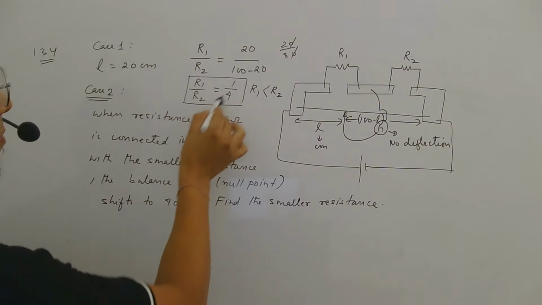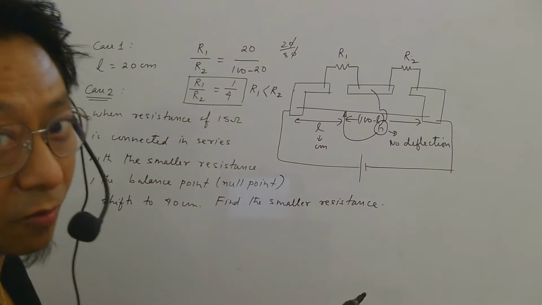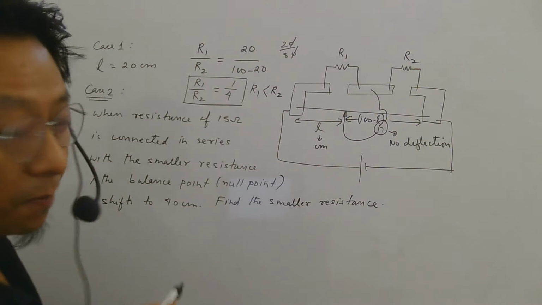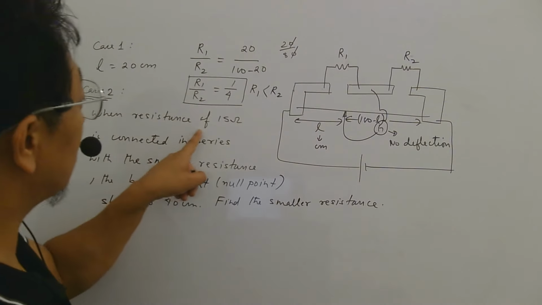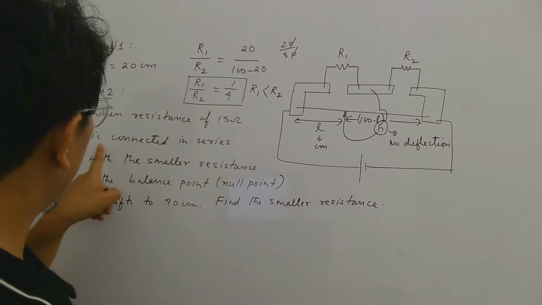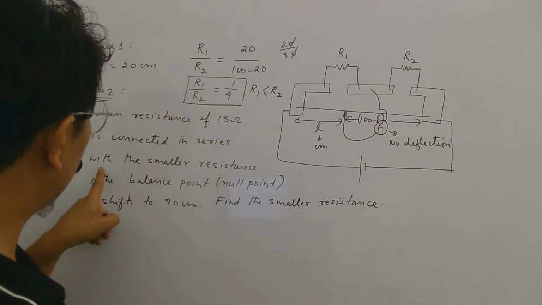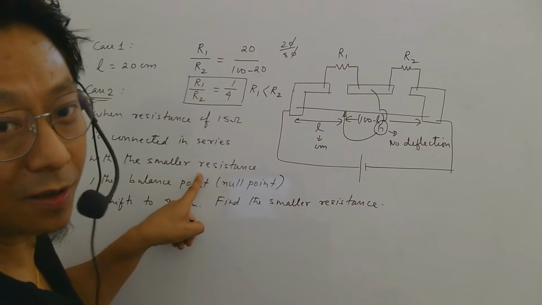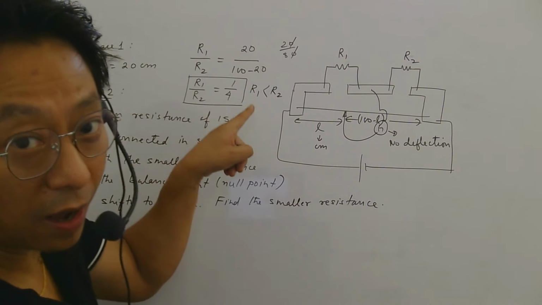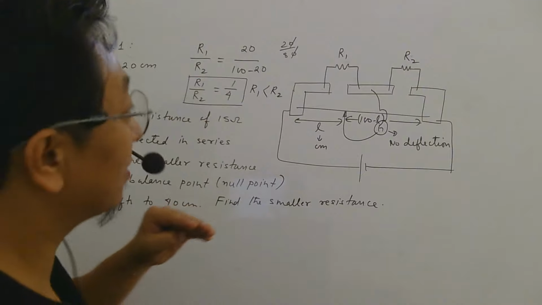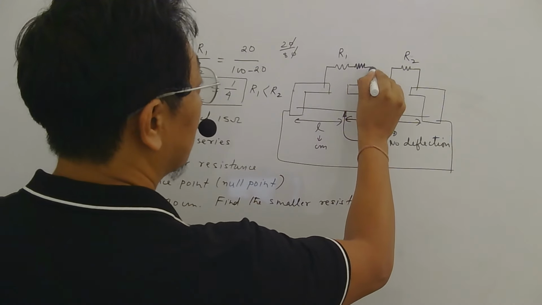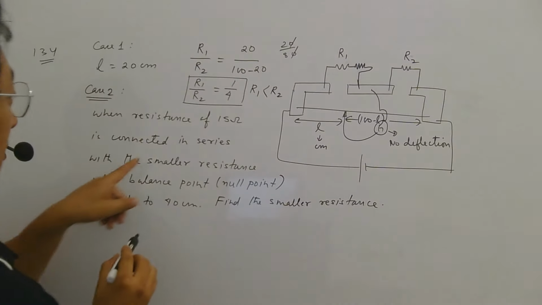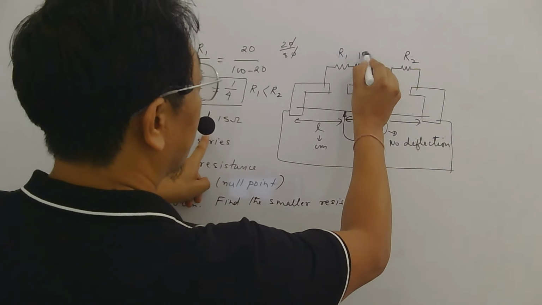Because if you cross multiply, R2 is 4 times R1. So R1 is smaller. Now in the second case, what they told is that a resistance of 15 ohm is connected in series with the smaller resistance. From here we came to know R1 is the smaller resistance. So there they are connecting another resistance in series, which is 15 ohm.